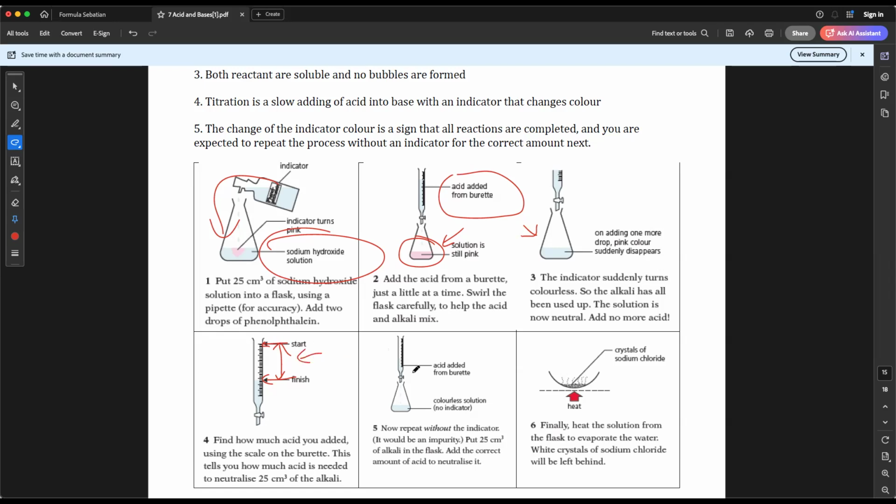After that, I have to repeat the whole experiment again without the indicator this time, because the indicator leaves some impurities in the solution, which is not what I want. Ultimately, I want to create as pure a salt as I can by heating it up and letting it evaporate over time. Once that's done, I'll get the white crystals, which is the salt that I want to get at the end.